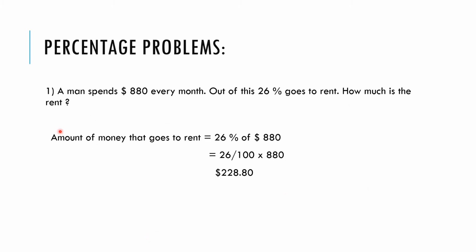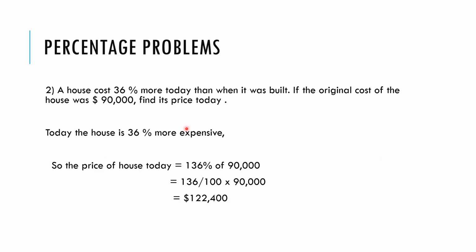Let's have a look at some of the problems. A man spends $880 every month. Out of this, 26% goes to rent. How much is the rent? The amount of money that goes to the rent is equal to 26% of $880. So 26 over 100 into 880, that is $228.80. So the amount of money he pays for rent is $228.8.